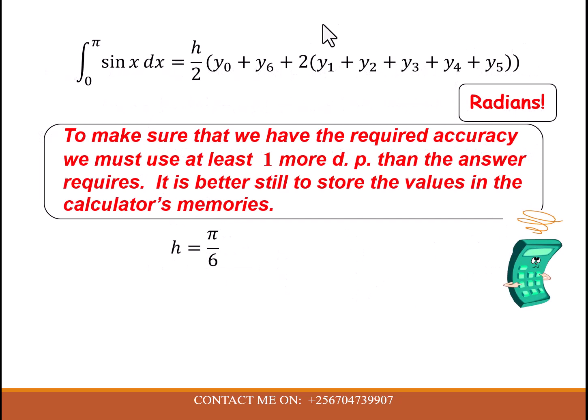This is our general formula for this specific example. We have 6 strips, so the last y will be y6, the first will be y0, then the others will be multiplied by 2, and they will be in the middle. To make sure that we have the required accuracy, we must use at least one more dp. I think I've already talked about that. We must have one more dp than the answer requires. It is better still to store the values in the calculator's memories. So this here is our h.